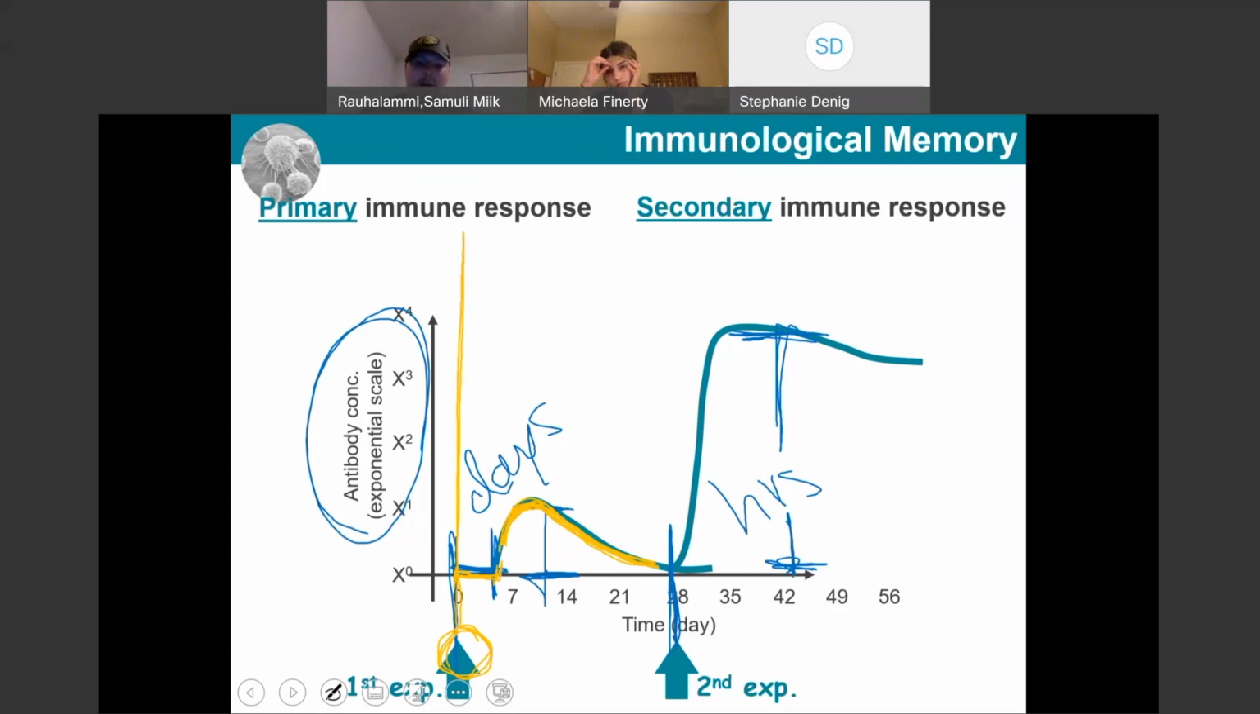Let's have a look at what happens if you have met it before, and this is now the memory cells that help us to deal with it. You get the response almost immediately after you're exposed to it, you see. Rather than within days, it's within hours that we get that response. And that response is hugely stronger than anything you've seen before. And it also sticks around, this response, these immunoglobulins, much longer in your body.